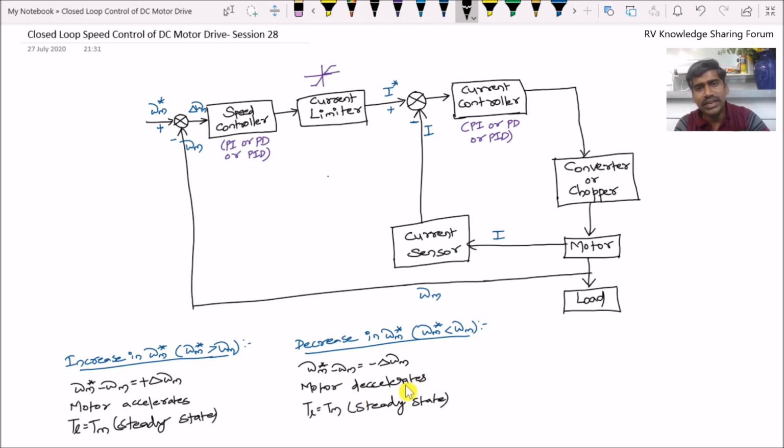When the desired speed is reached, we reach the steady state condition. At that steady state condition, the motor torque will be equal to the load torque. This is how the speed can be controlled, and the current can be maintained within a safe limit, and the torque can also be maintained within the safe limit by means of the inner current control.